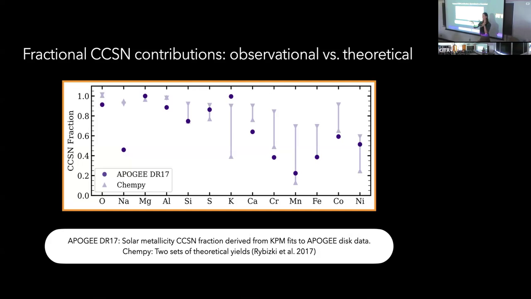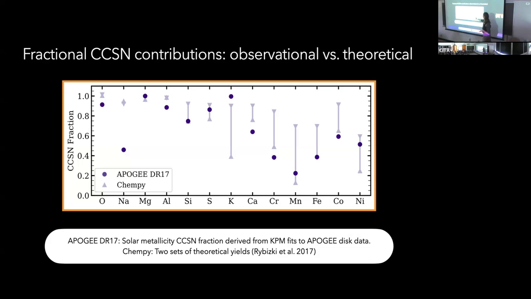So one set of core collapse, type 1A, AGB, and a second set of core collapse, type 1A, AGB, which are these triangles just connected by a line to give us a very rough estimate of the parameter space that these yield sets can span. And you can see for some of them, the observations agree really well with the theoretical values, like our oxygen is really close, our silicon, sulfur, those guys are in good agreement.